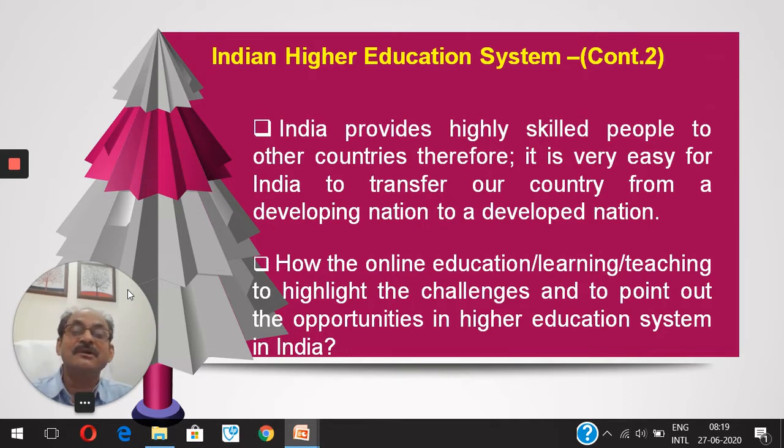So we are still developing today, but we can easily go from a developing nation to a developed nation due to the education policy of the Indian education system. How can online education, online learning and online teaching highlight the challenges and point out the opportunities in the higher education system in India? So these are the questions.